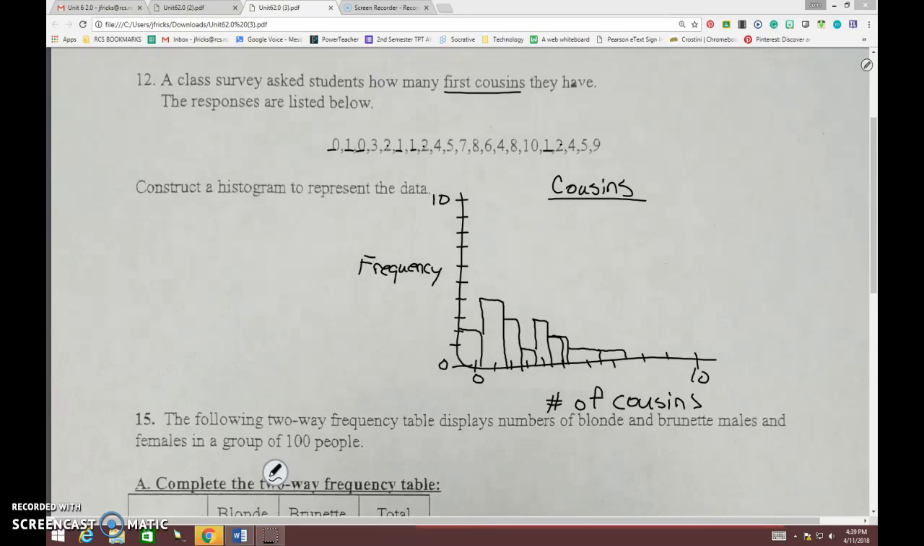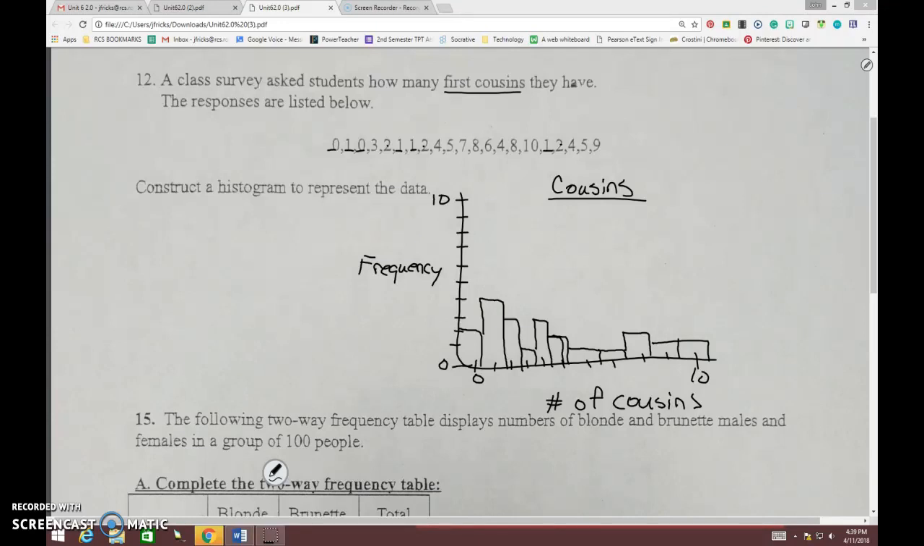And for 7, I'm also going to have 1. So I just do those at the same time. For 8, I'm going to go back up to 2. So for here at 8, I'm going to go back up to 2. And then for 9 and 10, I only had 1 person who had 9 cousins and 1 person who had 10 cousins. All right, so that would be my histogram.